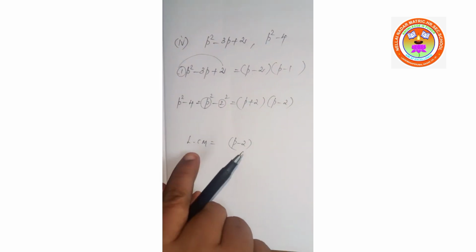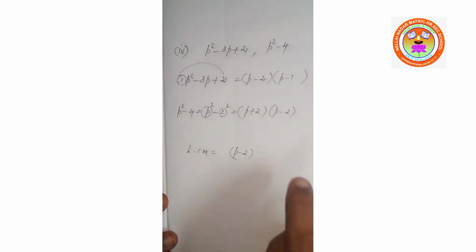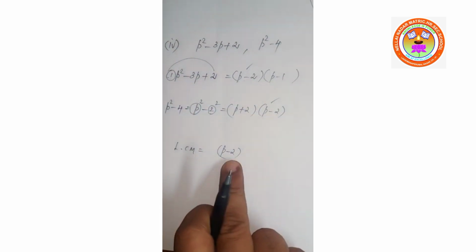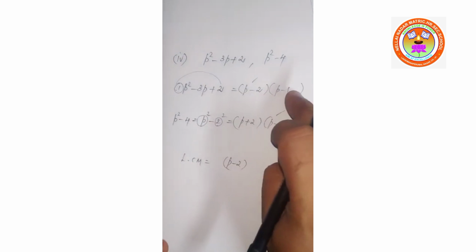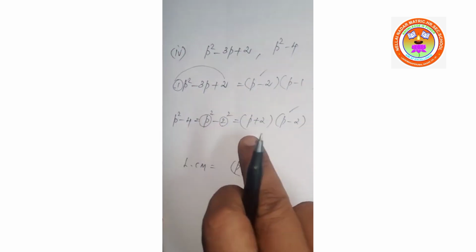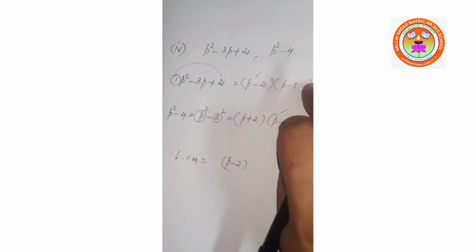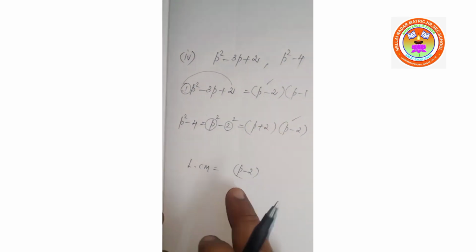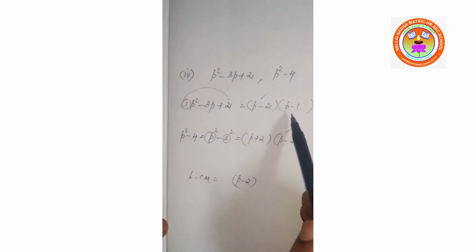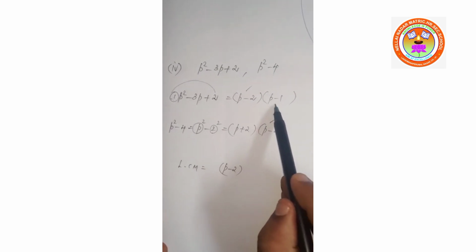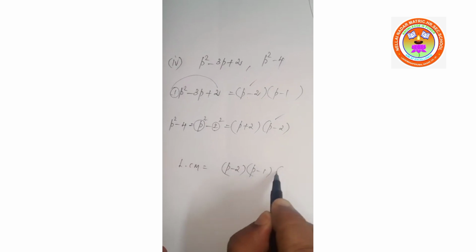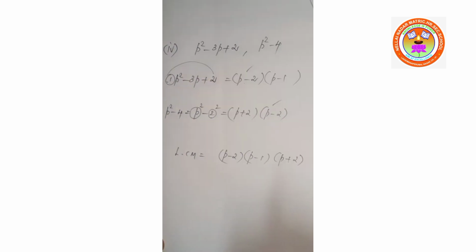But here the question is LCM. After writing the common factor p minus 2, any other common factor? Here p minus 1, there is no p minus 1. Here p plus 2, there is no p plus 2 over here. So after taking the common factor p minus 2, what are the factors left out? We have p minus 1, we have p plus 2. That should be included. That is LCM.